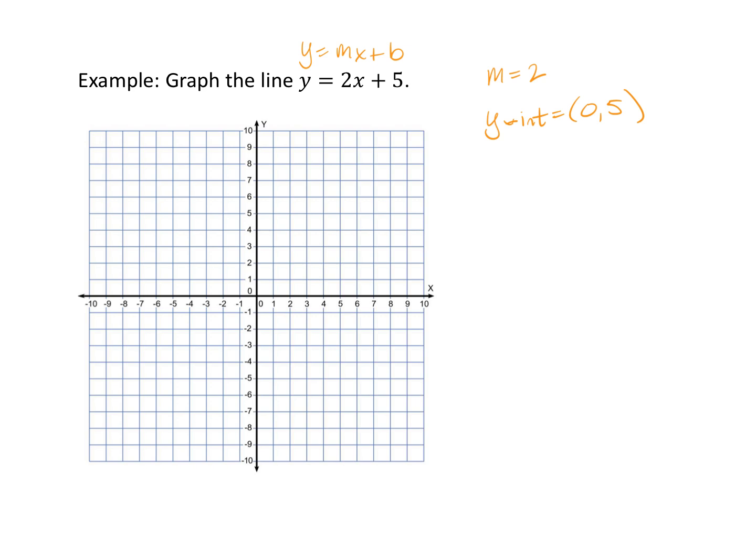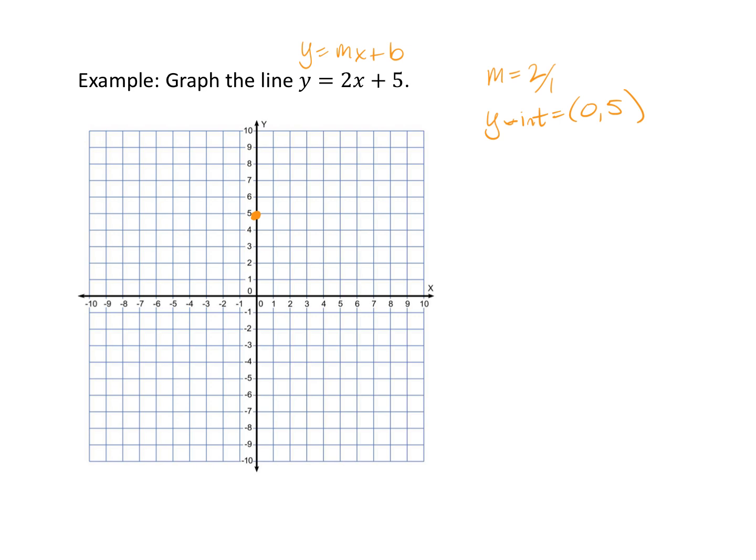So I know right off the bat a few things about the line. I know 0 comma 5 is a point on it. And I know the slope is 2, which means I could get another point by going up 2 over 1, right? Because slope means rise over run. And you can write any number over 1. So a rise of 2 and a run of 1.